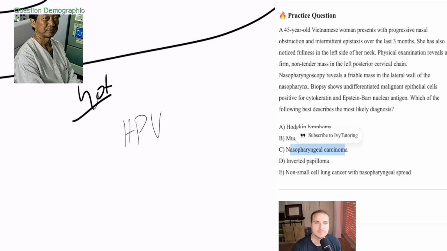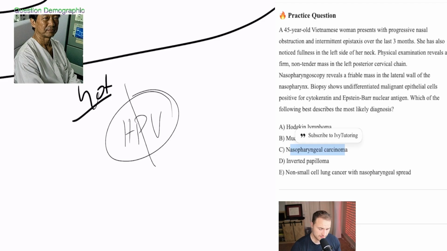Why is it not HPV, like oropharyngeal squamous cell carcinoma? Well, HPV is associated with oropharyngeal cancers. That's like the tonsils, the base of the tongue, and not the nasopharynx. And those tumors also are a little bit different. They stain p16 positive, not EBNA positive. And it's more common in Western countries. Okay, so not it. Squamous cell carcinoma of the nasal vestibule is located in the external nares and unrelated to HPV.